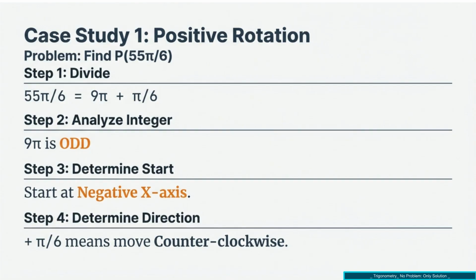For our first case study, let's find P of 55 pi over 6. Step 1. Divide to get 9 pi plus pi over 6. Step 2. 9 pi is odd. Step 3. Start at the negative x-axis. Step 4. Plus pi over 6 means moving counterclockwise.